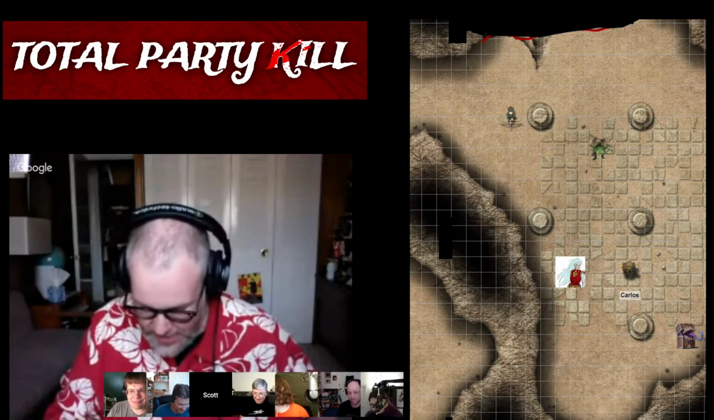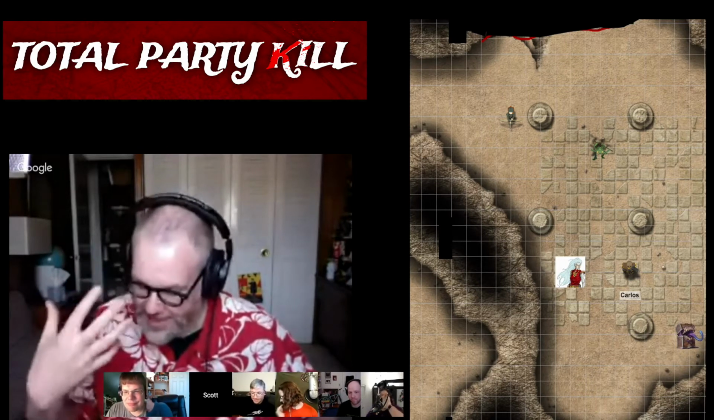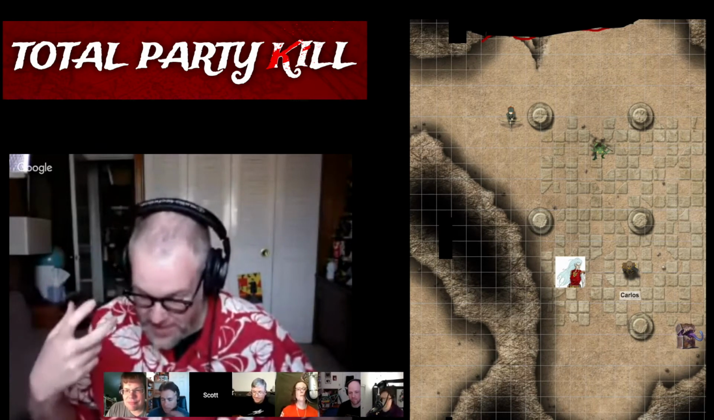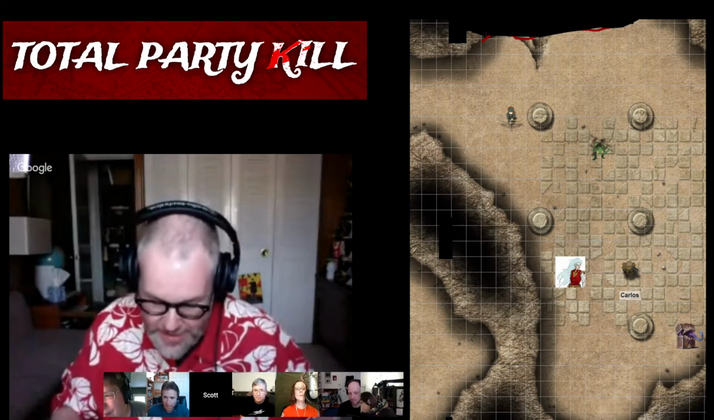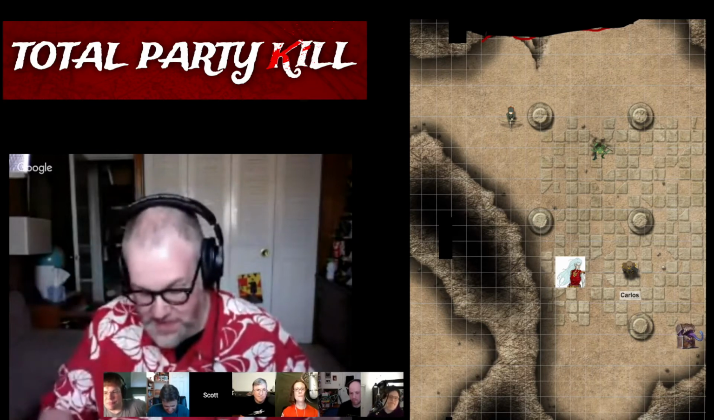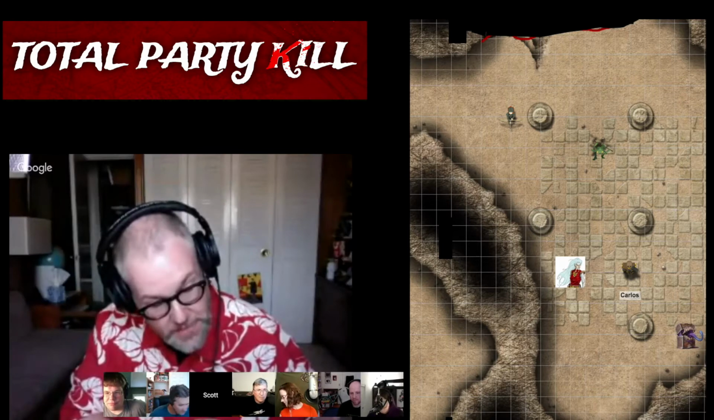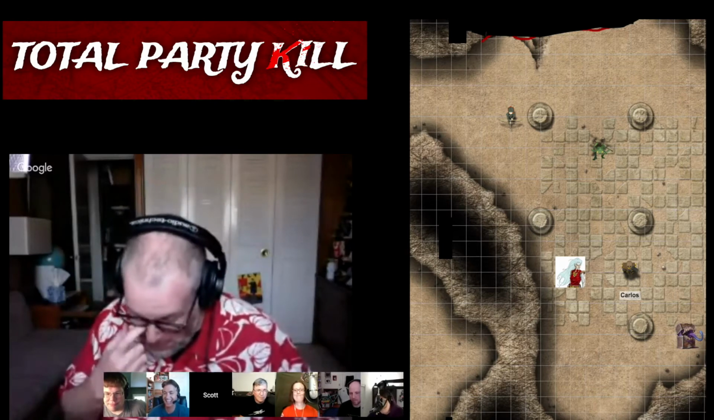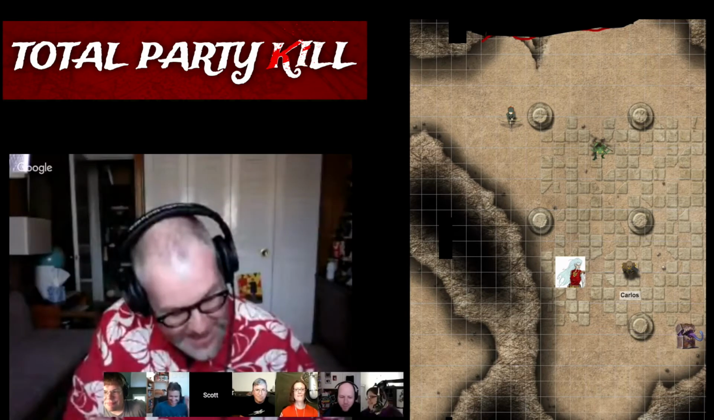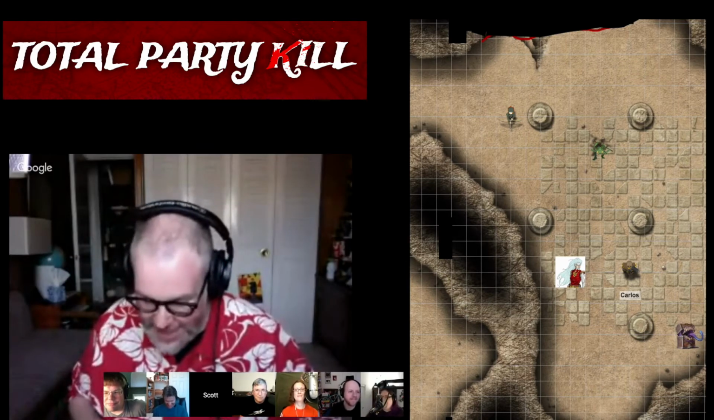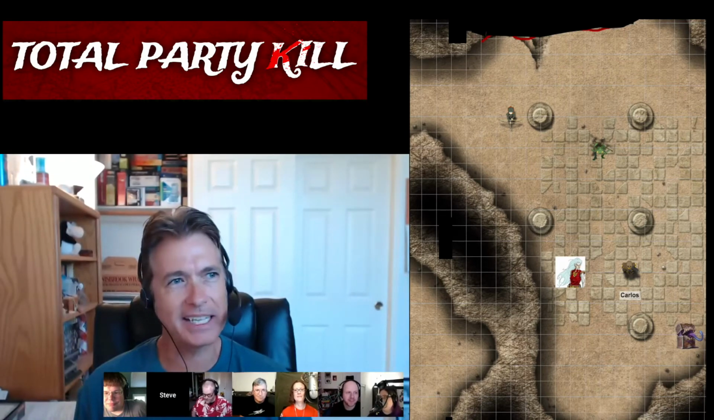All right. It looks like a full helm that covers your face. It has green gems for eyes. They look like lenses. What did you get in your Arcana check? I got a 20. It is magical. Yay! And you would recognize it as a helm of comprehending languages. Hey, everybody, it's a helm of comprehending languages.